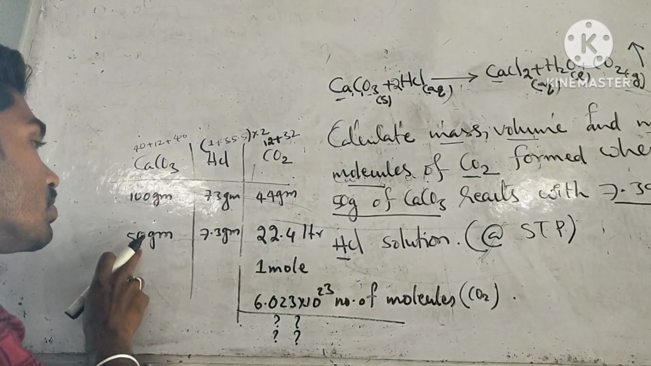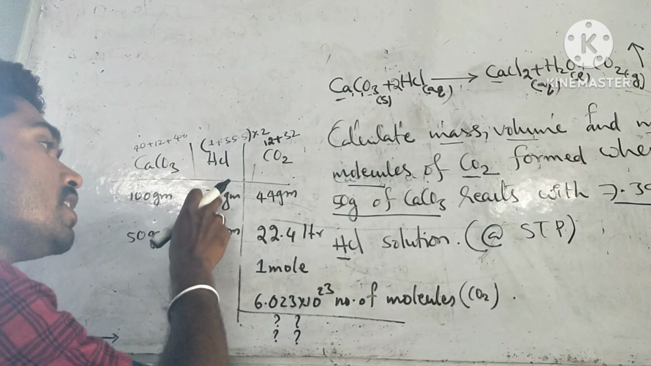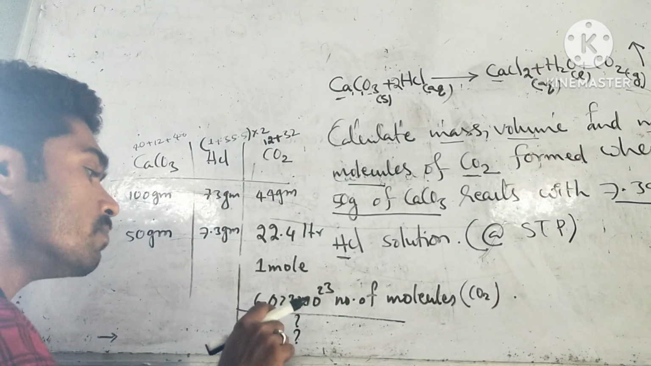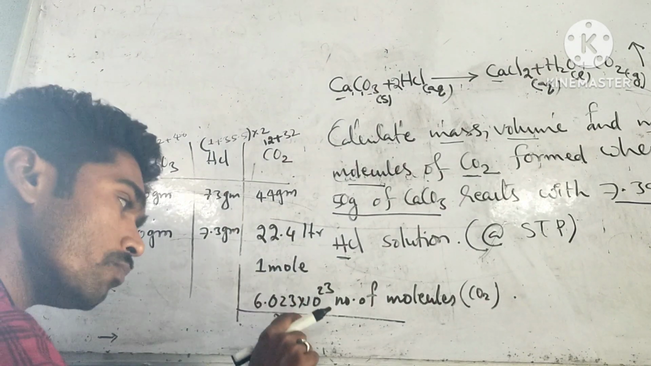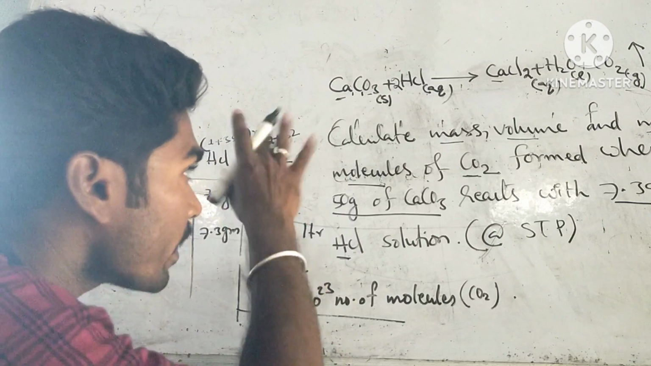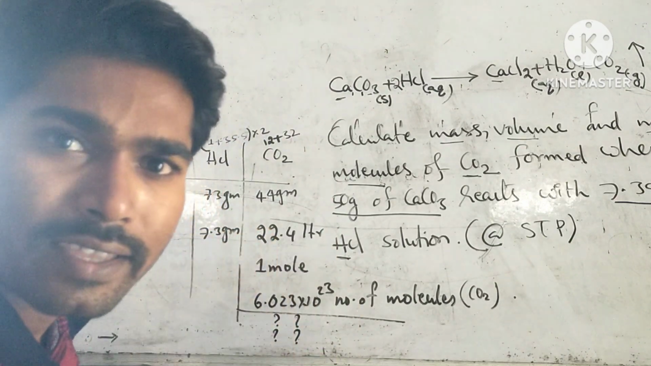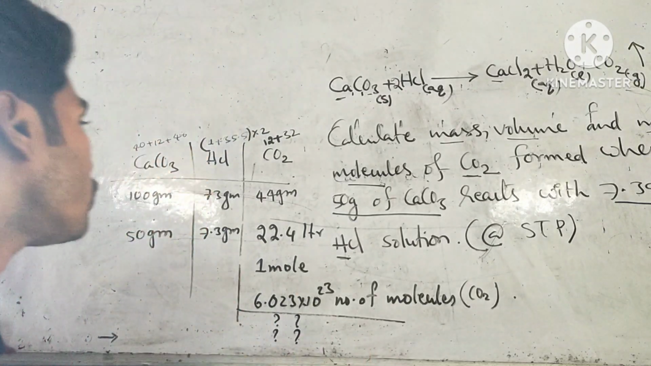If I take 50 grams instead of taking 100, and 7.3 instead of taking 73, how much mass, how much volume, how many moles, how many molecules of carbon dioxide will be formed? That's the question. Now here is a catch. We have to identify that properly.